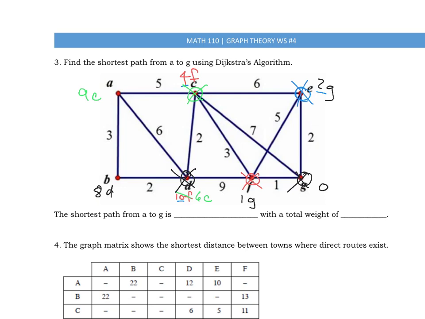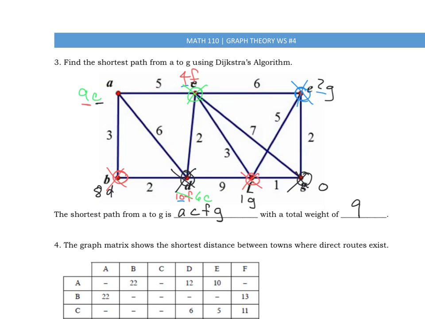All right, so the next unvisited vertex would be B, and 8 plus 3 is not any better than that 9. So we're going to say that our shortest path from A to G is 9, okay? But B is visited. So therefore, my path is A, and A came from C. At C, they told me I came from F. Then F tells me I came from G, which is our starting point with a total weight of 9.